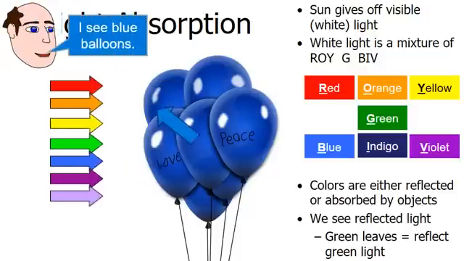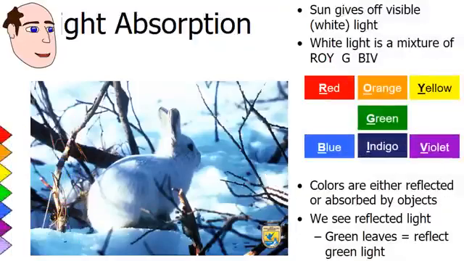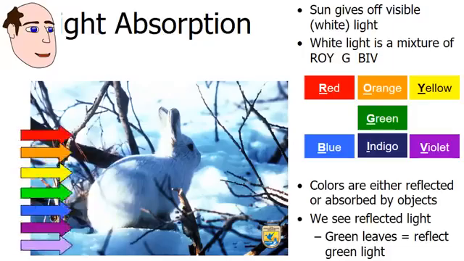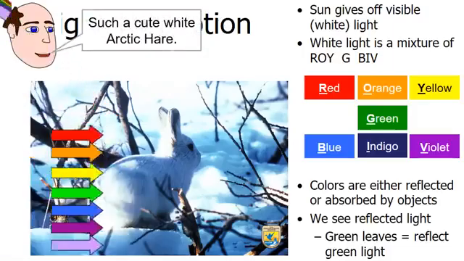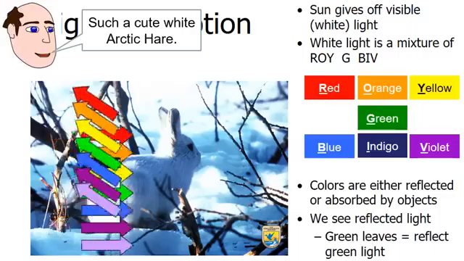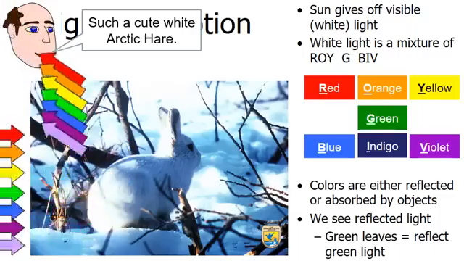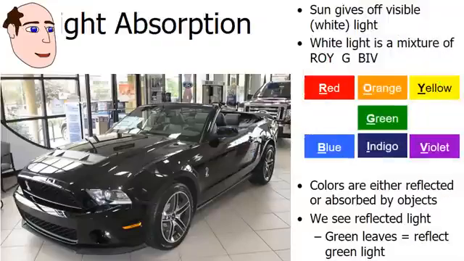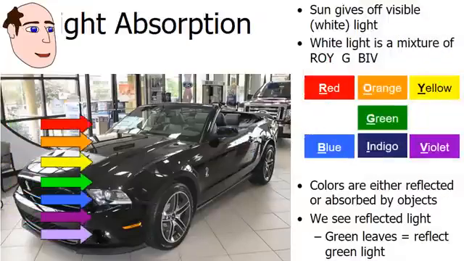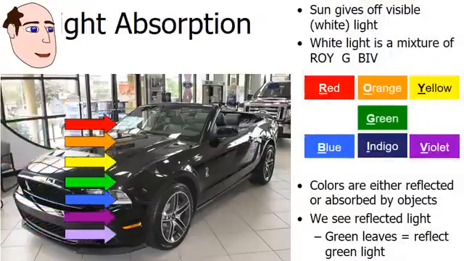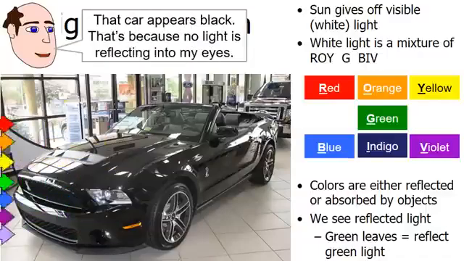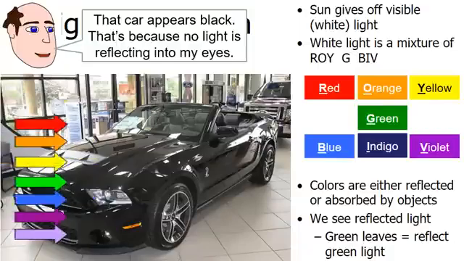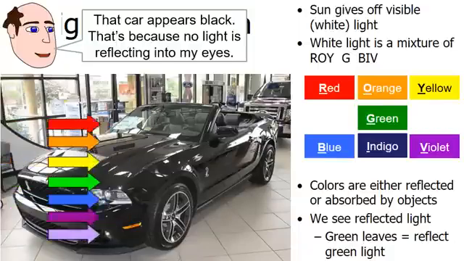colors are absorbed. When we look at white objects like snow or this Arctic hare, the reason objects appear white is because white reflects all the colors, and all the wavelengths of light enter our eyes, and our brain interprets this as the color white. Well, the opposite would be black. When light shines on a black object, nothing reflects. It all is absorbed, and that's why this automobile appears black, because there's no light reflecting into our eyes.